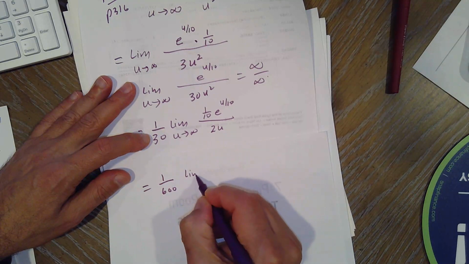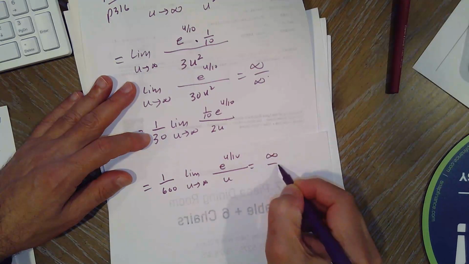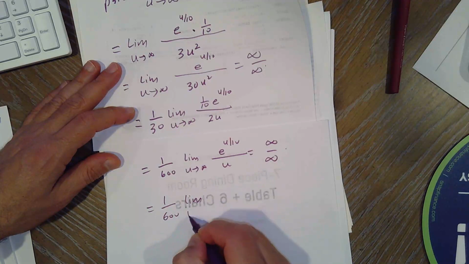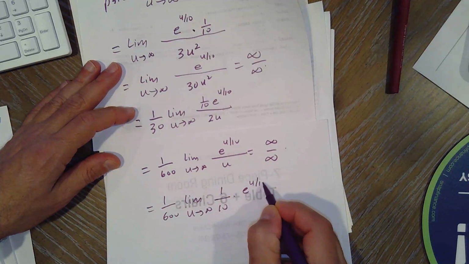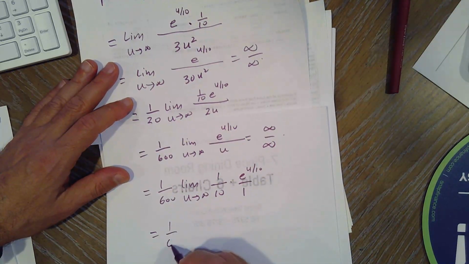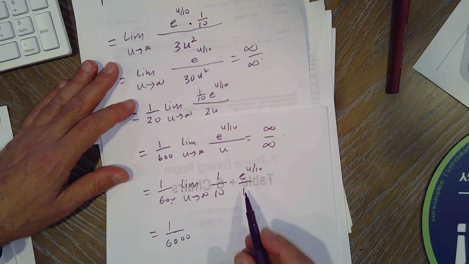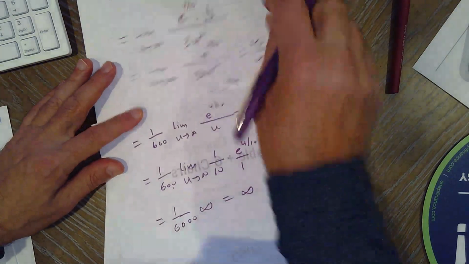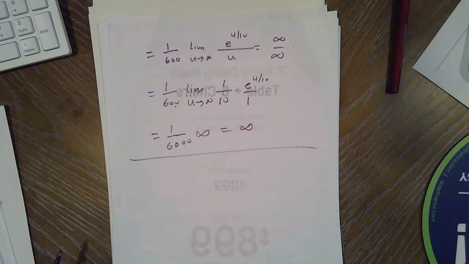Limit as u goes to infinity of e to the u over 10 over u, which is infinity over infinity. One more derivative. Again, it's 1 over 10 e to the u over 10 divided by 1, because the derivative of u is 1, which gives a constant of 1 over 6,000. And then e to the infinity is infinity, which is infinity. So it took us a couple of derivatives, a couple of steps to get the answer.